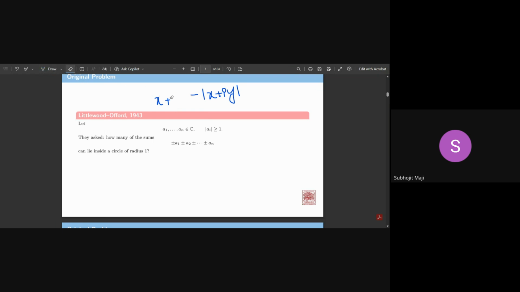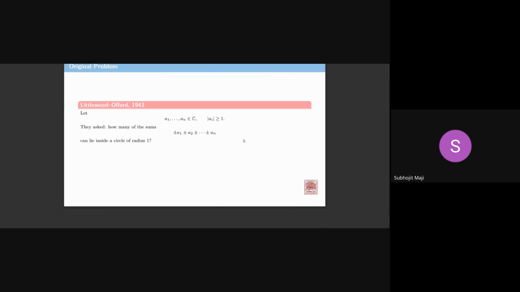Okay. So now they asked how many of these sums would lie inside a circle of radius 1. That is the question: what is the probability that this sum lies within a circle of radius 1? To be exact, let us denote the sum by z, then mod of z should be less than 1. What is meant by the sum inside the radius?